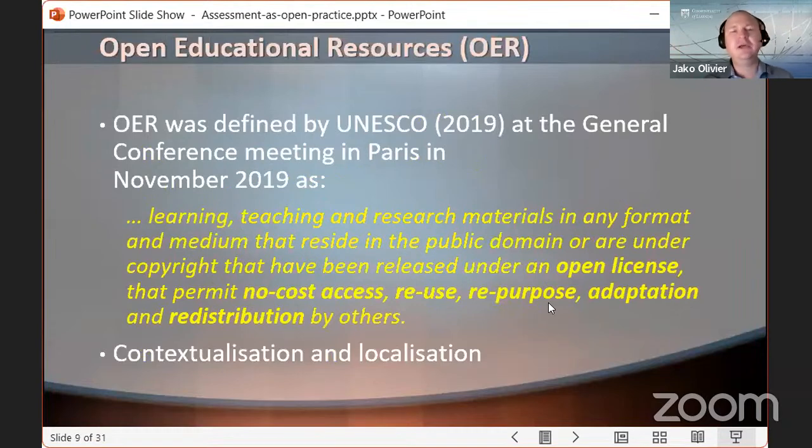And you might know open educational resources already, but the idea behind that is teaching and learning, and research materials that are openly licensed, that can be reused, that are there at no cost. And that is where I'm aiming to. So you can already reflect how would you gauge your assessment that can actually become an OER in itself. And the process that is highly relevant here is contextualization and localization.